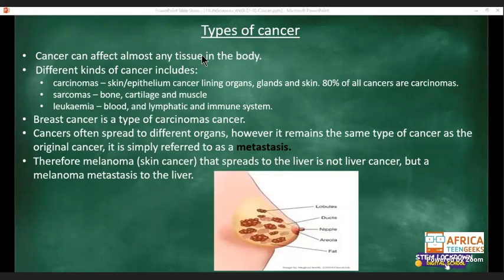So this is how a breast cancer looks like. So these in dark red or maroon, these are tumors that are on females' milk ducts. So these are tumor growth. Malignant tumors. So these are types of tumors called malignant tumors.